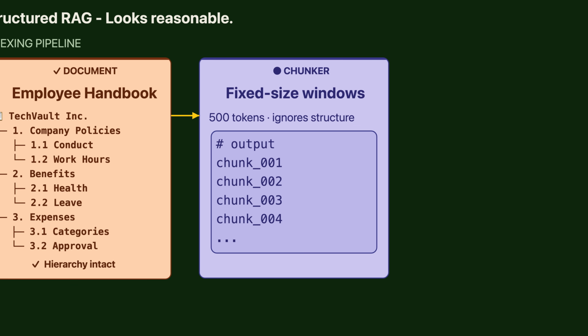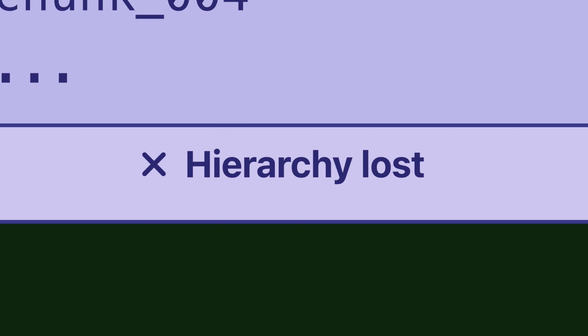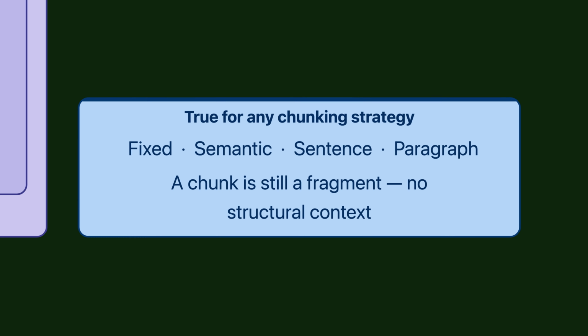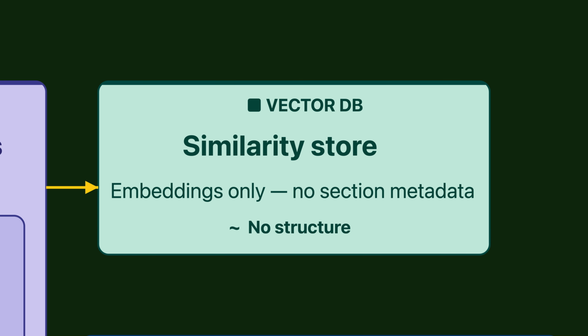Now, this is the standard chunker. 500 tokens. Doesn't care where a section ends. Every chunk loses its place in the document. They all look the same to the vector database. And this isn't unique to fixed chunking, semantic, sentence, paragraph. We covered all of them. Same ceiling. A chunk has no idea where it sits. These chunks go into the vector database.